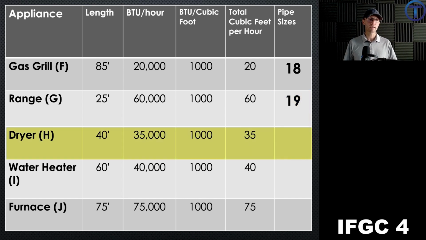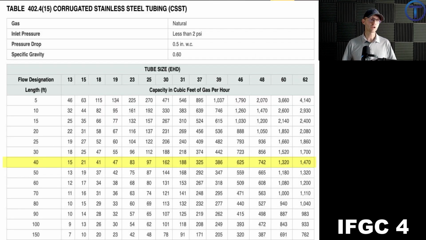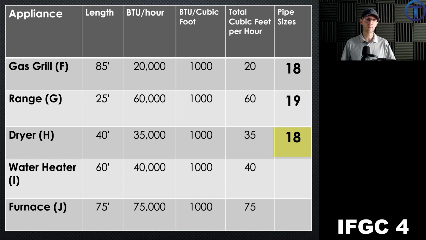The dryer, branch H, is 40 feet from the point of delivery. We'll use that for our distance. And the dryer has 35,000 BTUs with 35 cubic feet per hour. We'll go to line 40 on the distance. Coming across with 35, it's more than 15, more than 21. It's less than 41. So we can stay in that column, come to the top, and we find that the tubing size is 18. We'll put that on our table.